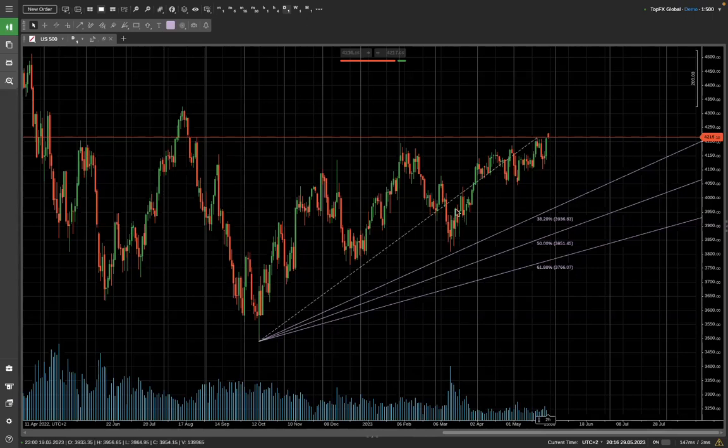We don't take into account this one because it's still in the territory of this dashed line. Dashed line just connects swing low to the swing high. So that's the future possible levels of technical support. I mean technical support in terms of technical analysis, of course. Fibonacci Fan support for the S&P 500, right?